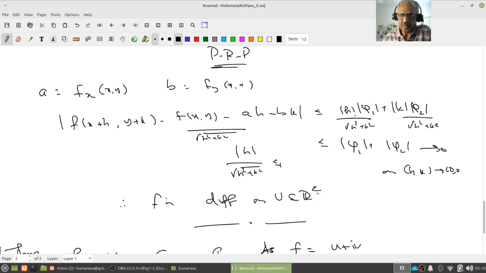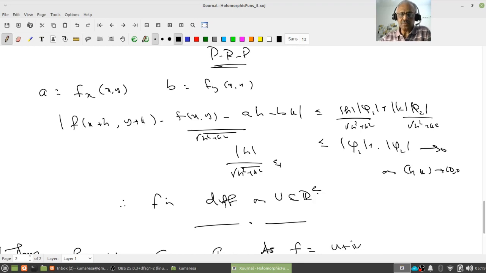Then I observed |h| by the square root of h squared plus k squared is less than or equal to 1, and similarly |k| by the square root of h squared plus k squared. Therefore the first term is less than or equal to |phi1|, the second term is less than or equal to |phi2|. But what do I know about phi1 and phi2? They go to 0 as (h,k) goes to 0. Therefore we proved the result.